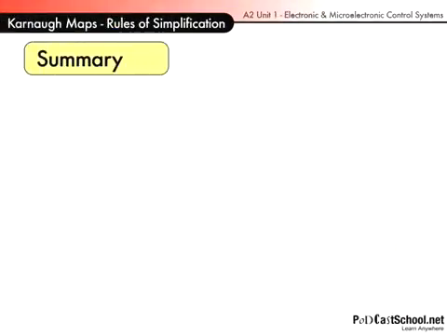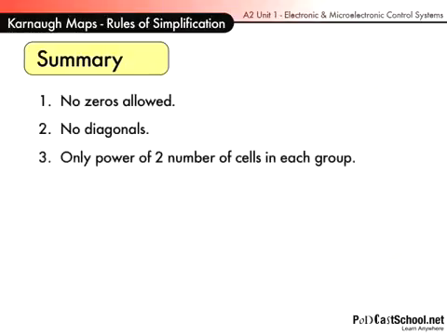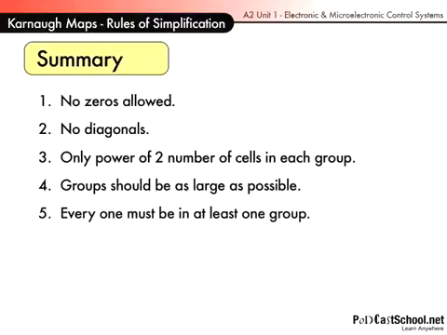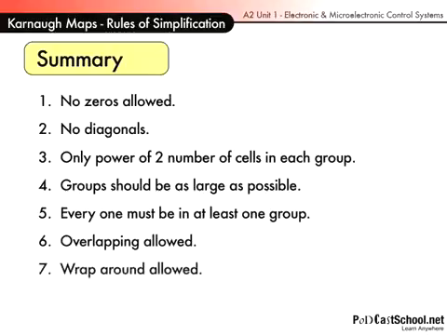So in summary then, you're not allowed to group zeros, you cannot have diagonals, you must have a power of 2. In other words, it must be 1, 2, 4 or 8 cells in each group. Groups should be as large as possible to obtain the minimal expression. Everyone must be in at least one group. Okay, you can overlap, and you are allowed to wrap around. You are allowed to wrap the table around, or the Karnaugh map around. That's quite an interesting one.